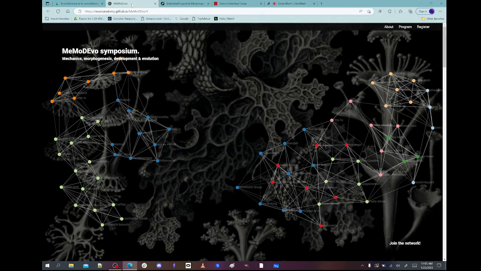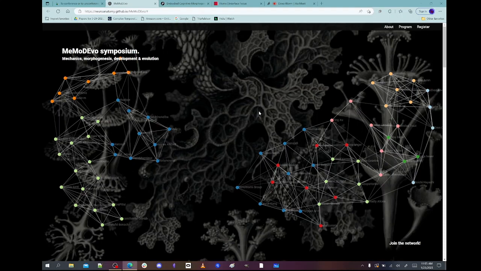The second thing is following up on the MEMoDevo symposium, and this was held in Paris, I think last month in December. And I went to this. I attended this conference for the group. This was put on by the Pasteur Institute.